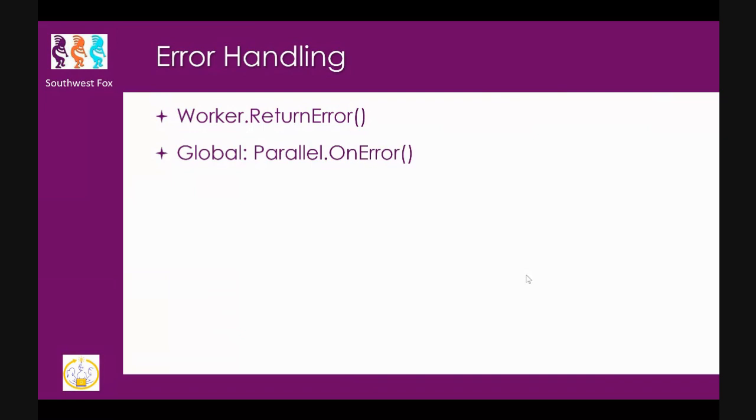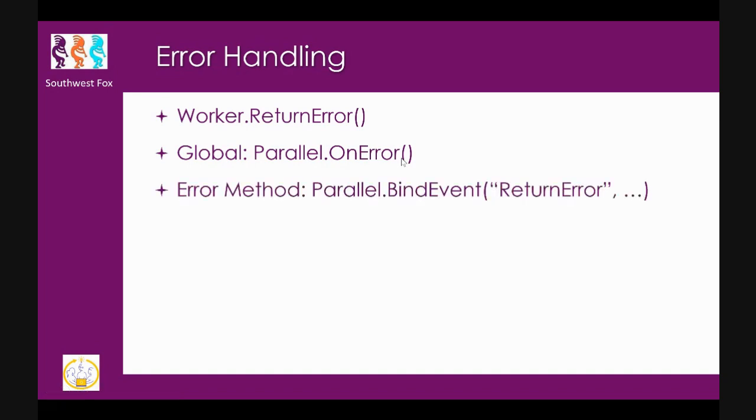First of all, when an error occurs within a worker, then worker return error is the way that we notify the main process that an error has occurred. And then, to set up a global error handler, we can use parallel on error. What that means is whenever an error occurs in the worker, how is my main process going to react to that error? You can do that in a global fashion using parallel on error, very similar to the standard on error.